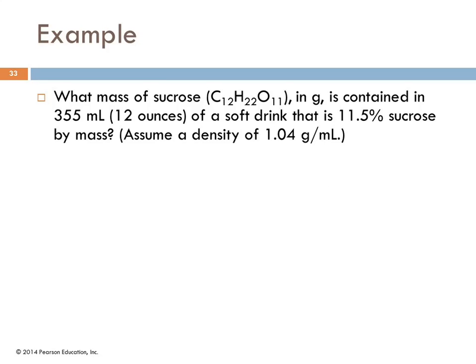What mass of sucrose in grams is contained in 355 milliliters, which would be 12 ounces, of a soft drink that is 11.5% sucrose by mass? Assume a density of 1.04 grams per milliliter. Well, where do we even start on this? We've got 355 milliliters. We can start by just writing some stuff down. 355 milliliters. That obviously is a volume, right? Volume of what? Is that the volume of solute or solution? The volume of the solution. That could be useful.